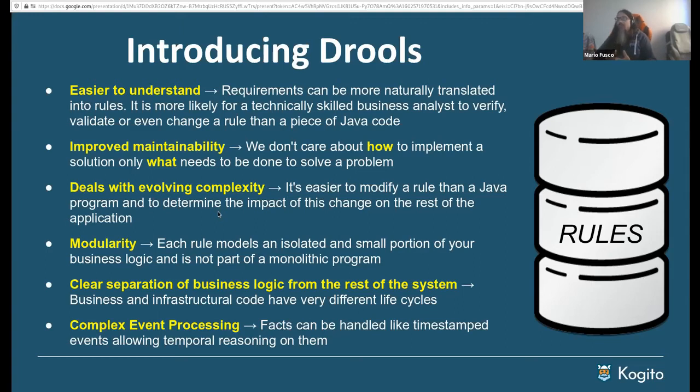Rules in nature are more modular. You can compose them. Again, I already spoke about the clear separation of business logic from the rest of your system. And the rules also offer you the possibility to do complex event processing, meaning that you can see the facts that populate your rules session as events, and then reason on the timing, on the temporal delay among them.